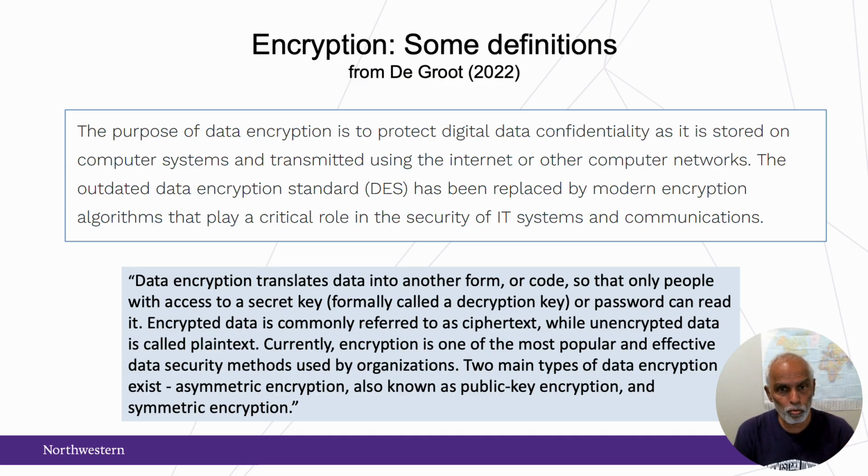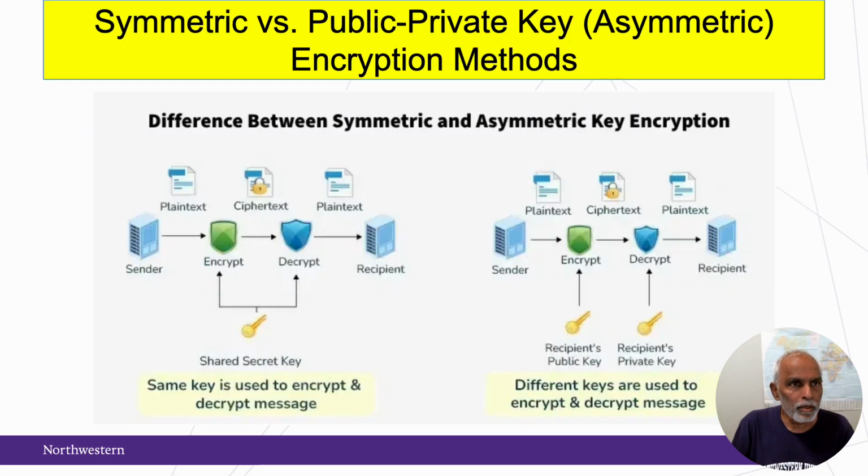Currently, encryption is one of the most popular and effective data security methods used by organizations. Two main types of data encryption exist: asymmetric encryption, also known as public key encryption, and symmetric encryption. So what is the difference between symmetric versus asymmetric, which is also called the public-private key encryption method?